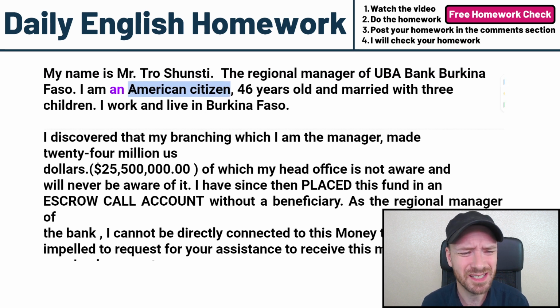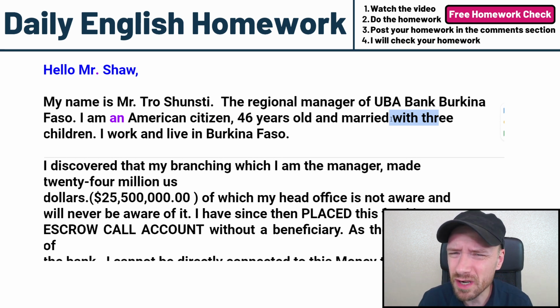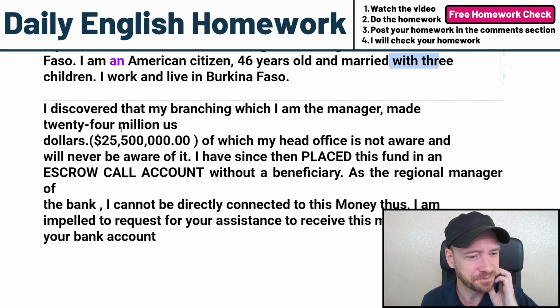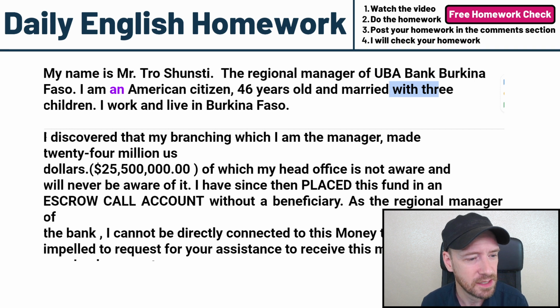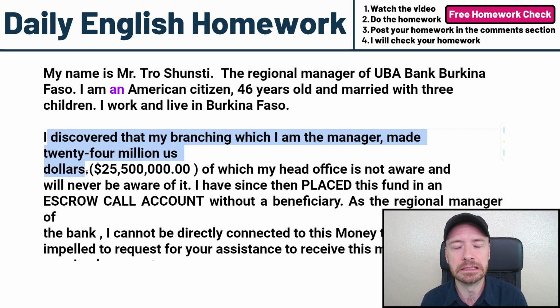Should we trust him because he says he's an American? 46 years old with 3 children. Is this a sentence trying to get our trust? Oh, he's American. Oh, he's 46. Oh, he's married with 3 children. Do you believe this stuff? Don't believe these emails. He says, I discovered that my branching, which I am the manager, made 24 million US dollars. Ugh, stress.